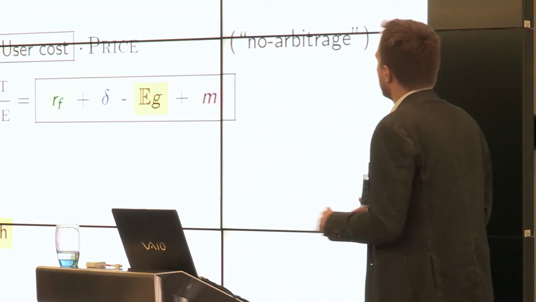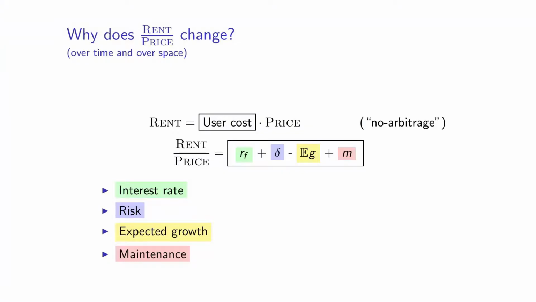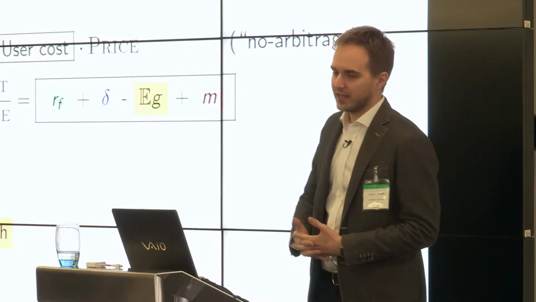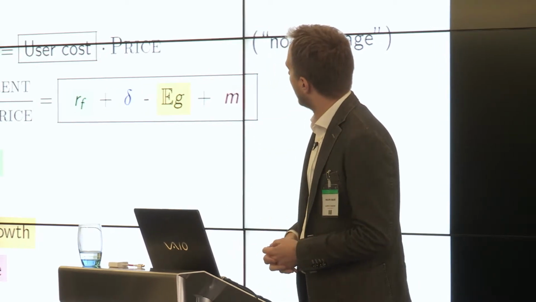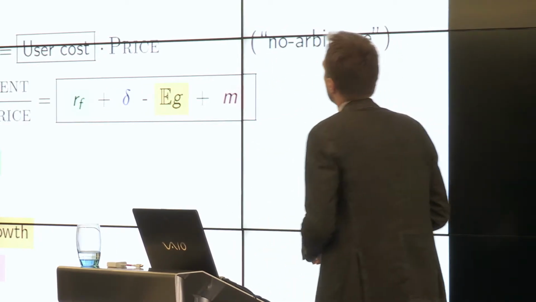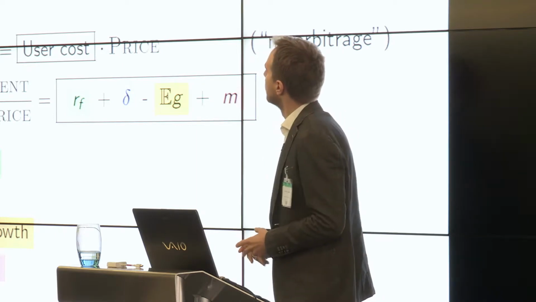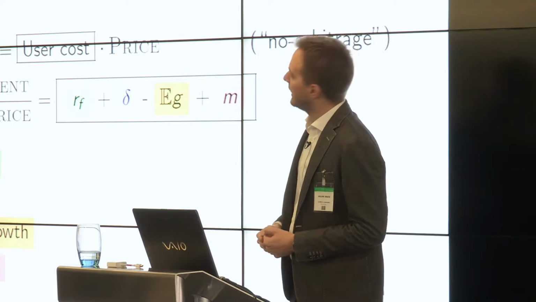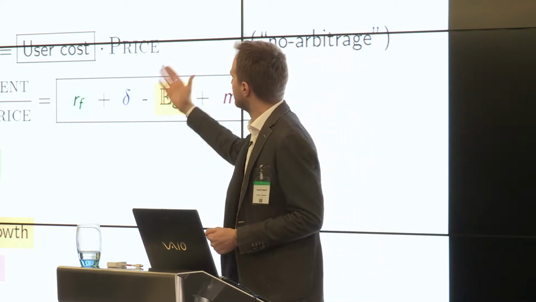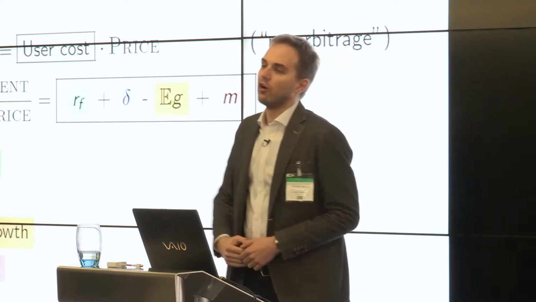This is the only formula of the talk. Why should rent-price ratios be different across different locations, and why should they change over time? Well, in economics, we know no-arbitrage conditions, because they tell us it is impossible to make extra profits in the market. So in equilibrium, the rent, the amount of money paid by an individual as rent, should be equal to the user cost of owning a property.